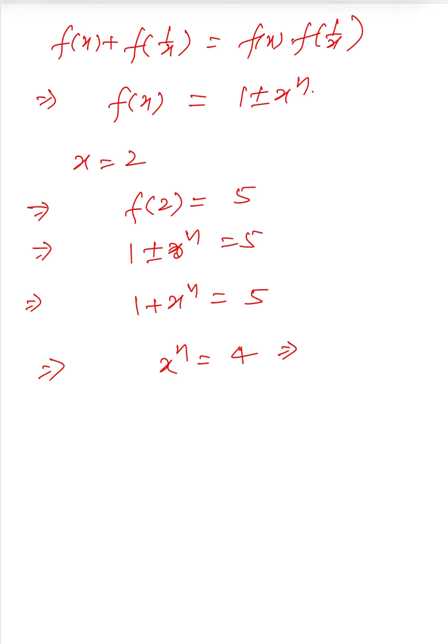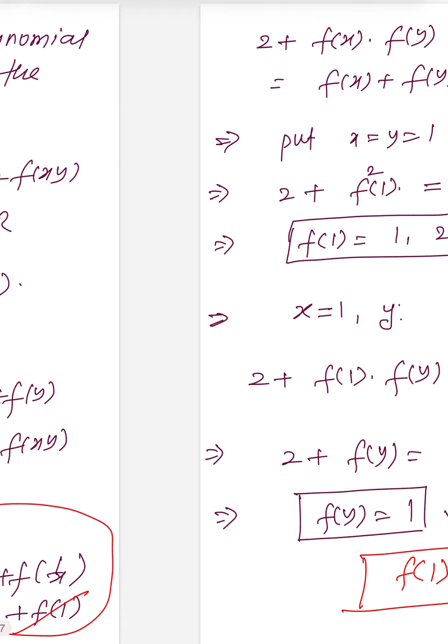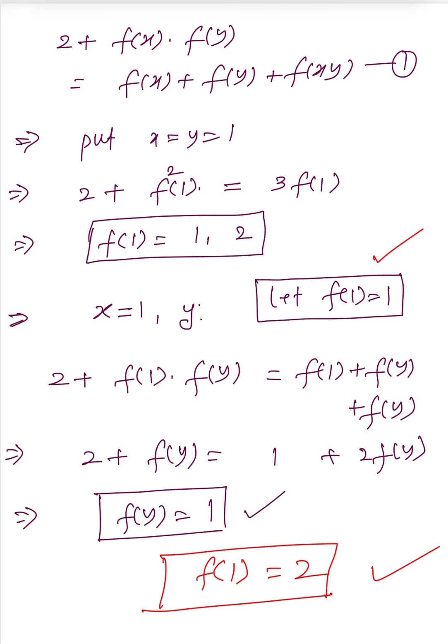So we take x equal to 2. From here we can say 2 to the power n is 4, so n must be 2. So our function must be 1 plus x square. Once you get the function, that is the solution of the functional equation. Since additional conditions are given, the solution is unique.